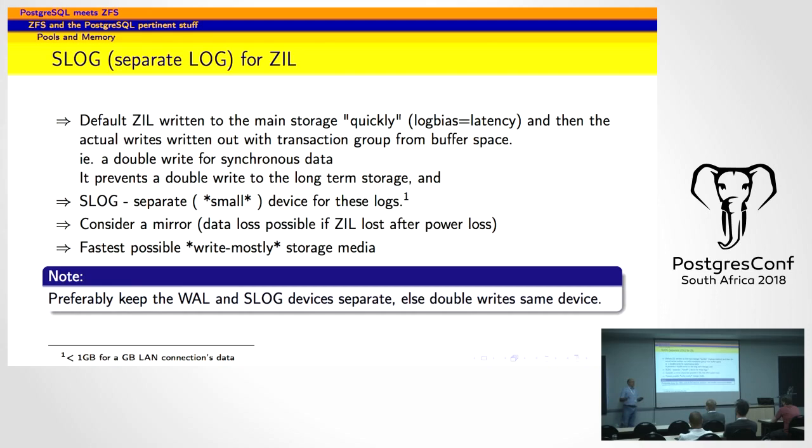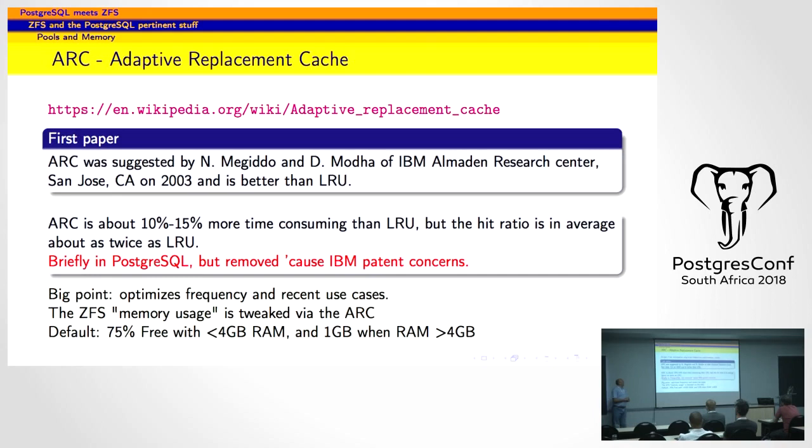The other thing is the adaptive replacement cache. It's been written up in a paper that you can go and read. It might be more time consuming than the least recently used cache, but it's been found to have, on average, twice as good a hit ratio as your LRU. And it was briefly in Postgres. I think if you read up on Wikipedia, you'll see it was somewhere just before Postgres 8. They had it in there, but when the issue with the patent became evident, they removed it from Postgres.